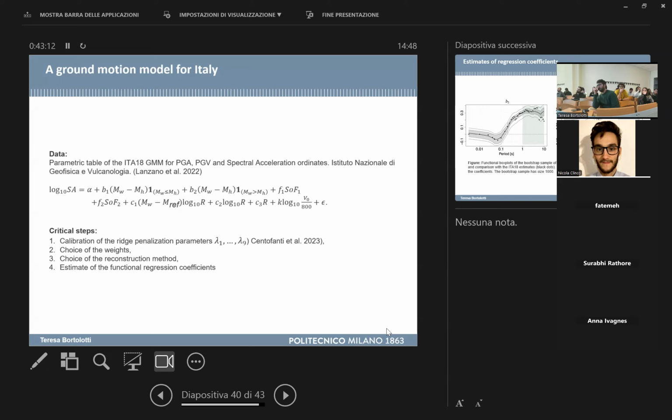Okay, then we had to choose the system of weights, and then we had to choose the reconstruction method. Again, we already saw that using one or the other reconstruction method is not so relevant once you insert the system of weights, so this step is not so mandatory. You could also use one reconstruction method of your choice. And then we obtain estimates of the functional regression coefficients.